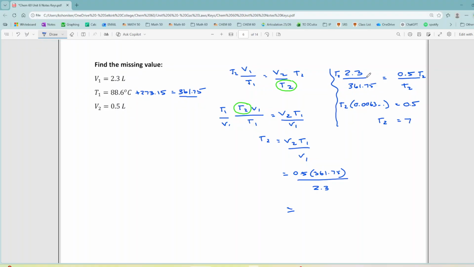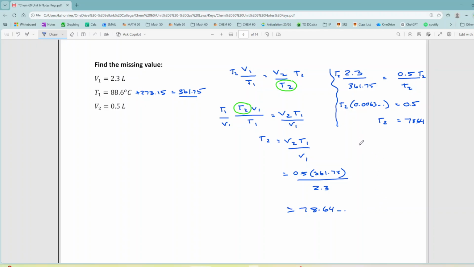So 0.5 divided by the answer, which is going to give me 78.64, how many sig figs have I got? Oh, only one. So 78.64, which is not my final answer. So let's just leave that for a second. And again, if I plug this guy down here, I've got 0.5 times 361.75 divided by 2.3, which gives me the same answer, right? I'm getting the same answer. It doesn't matter if I rearrange first or what I do.